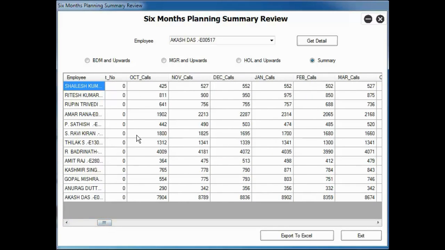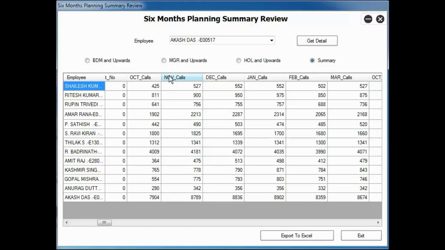you're looking at all the summary for your HOLs and above right in front of you in a bird's eye view. This will show you the plan that is there. You can compare it with the trends that are going on actually and take decisions according to the trends that are visible. Of course, this will help you keep your team within the goals that they have set, to achieve the goals that they have set, and meet targets as they have set for themselves for the 6 months.